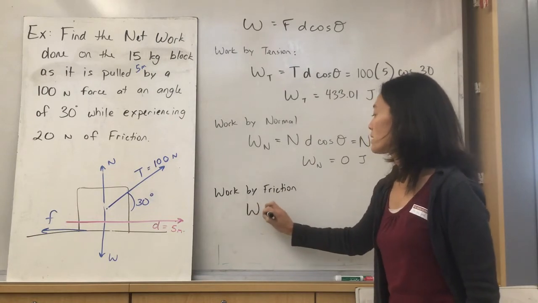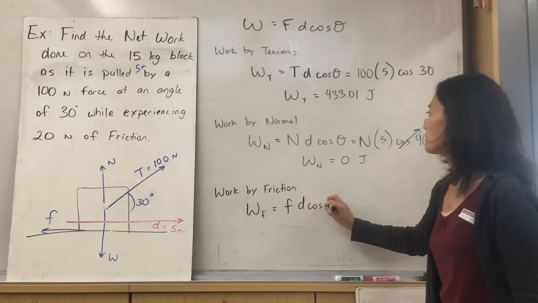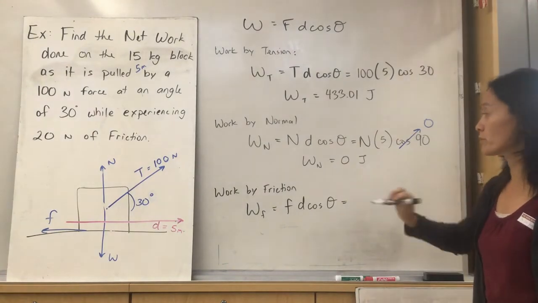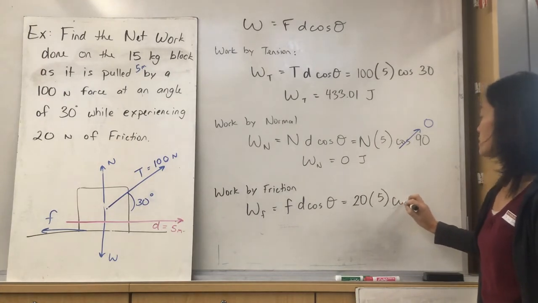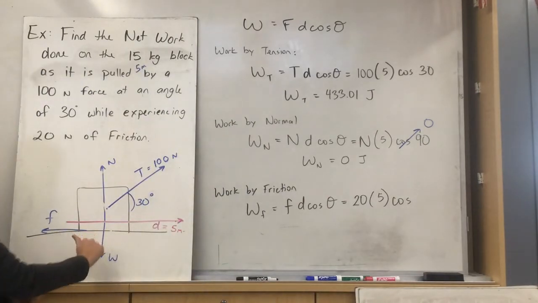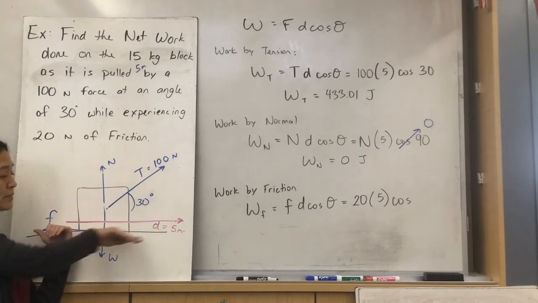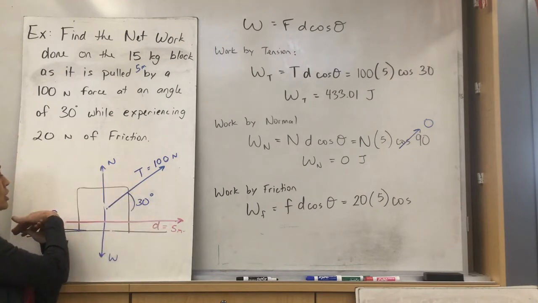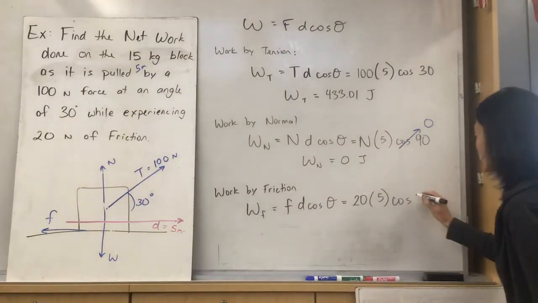So the work done by friction would be the friction value times the distance times cosine of theta. I'm told outright in my problem that my friction value is 20. My distance is still 5. Cosine, what's the angle between friction and the distance? Friction's going this direction, opposing the motion, and the object is moving this way. So what's the angle between this distance and friction? That is 180. So this would be a cosine of 180.